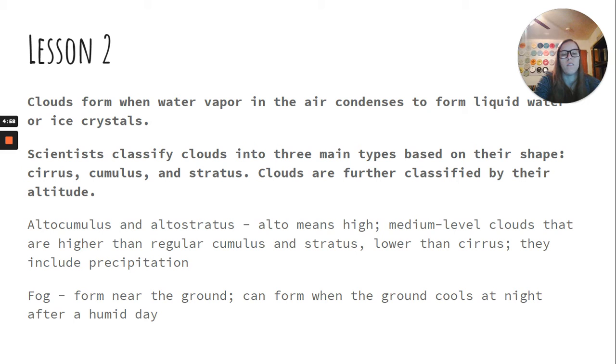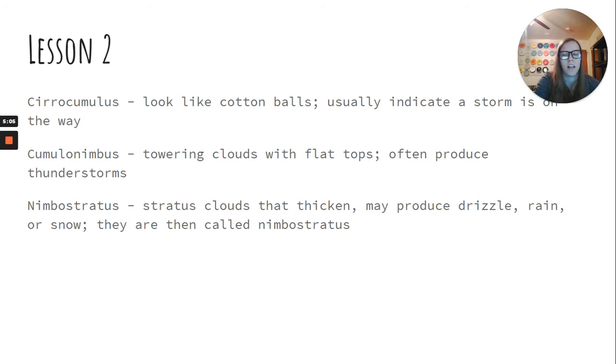Fog forms near the ground. It can form when the ground cools at night after a humid day. So these three will also be on your test. They are multiple choice questions, and you only have to pick between these three. So cirrus, cumulus, they look like cotton balls. So you can think of cirrus, where wispy ones. These ones look like cotton balls.